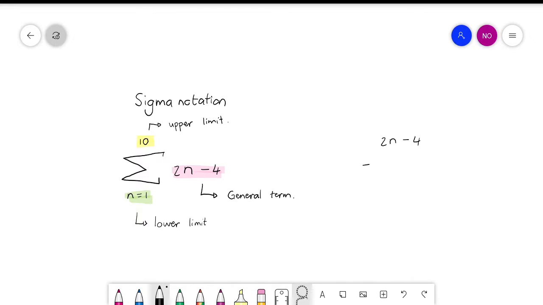I begin my sequence by substituting a 1. How do I know I substitute a 1? Because that's where they say I must start. They say I need to start with 1. Then I'm going to carry on in increments of 1.